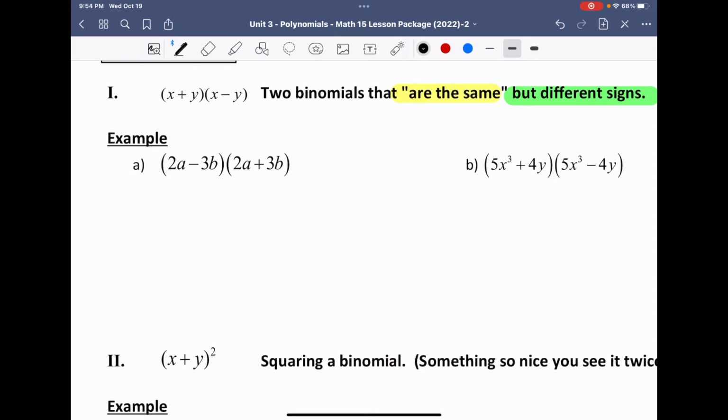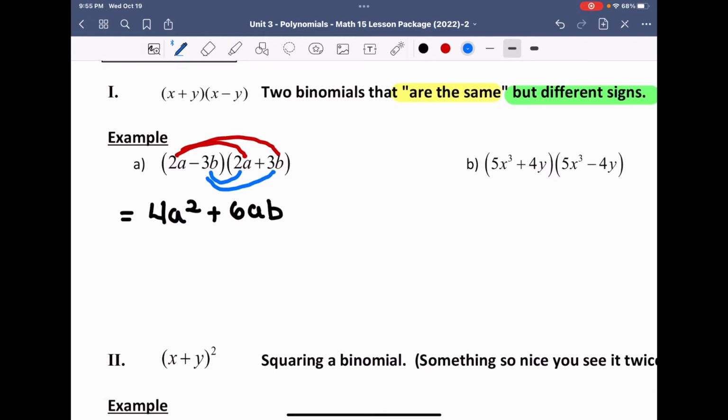If I take my first terms and multiply them together, 2a times 2a, this gives me 4a squared. I then go 2a times 3b, which is plus 6ab. And then I need to multiply my inner terms and my last terms. So negative 3b times 2a is negative 6ab. And then negative 3b times a positive 3b is equal to negative 9b squared.